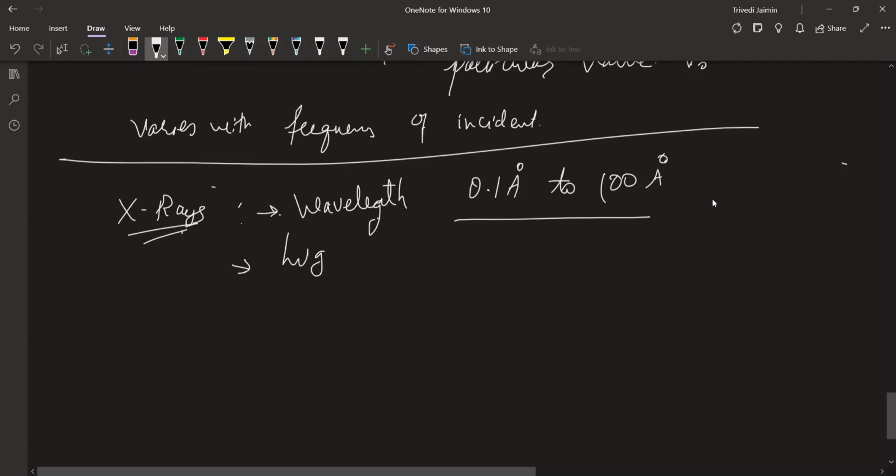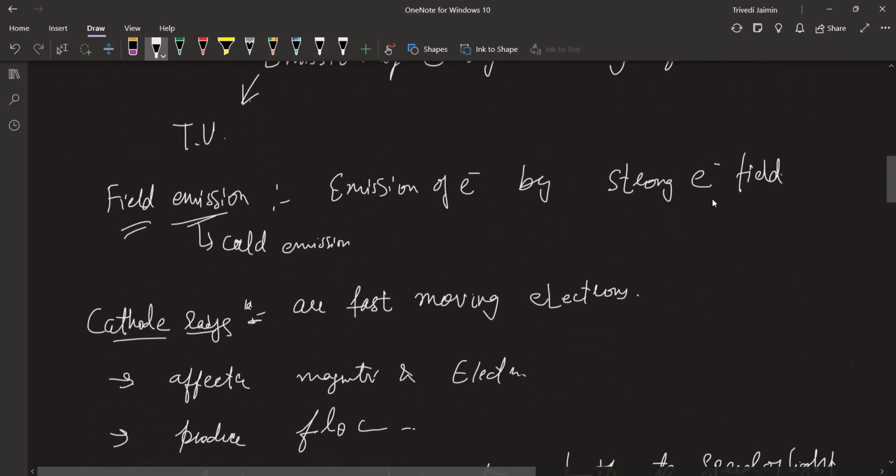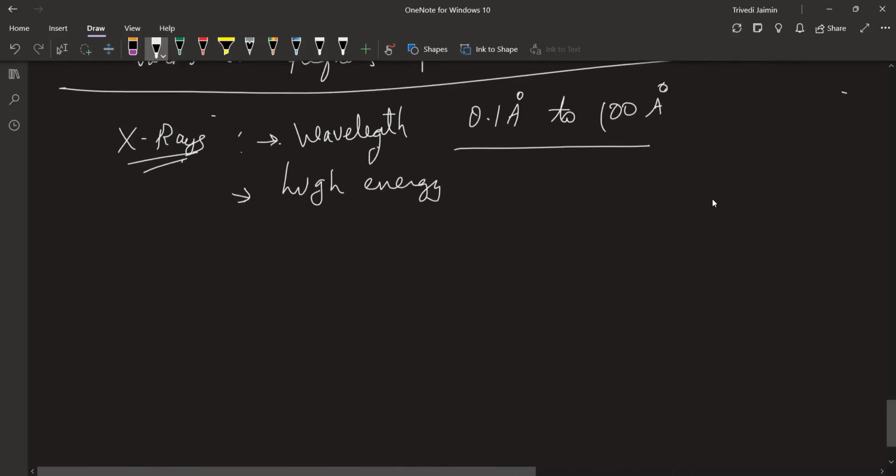It has high energy. What happens with high energy? It emits fast moving electrons. Remember what we studied before? Cathode ray is also fast moving electrons. These rays don't deflect by electric and magnetic field. Yes, there is a difference. These are also fast moving electrons. They strike a target which has high atomic mass, but it doesn't get affected like cathode ray.